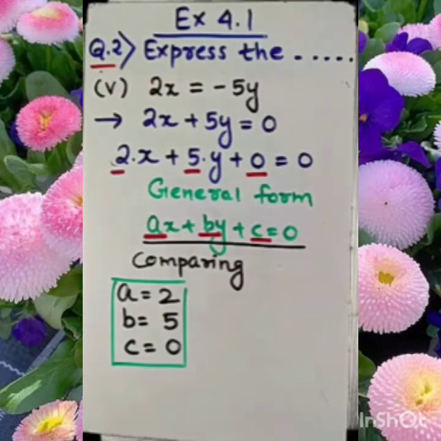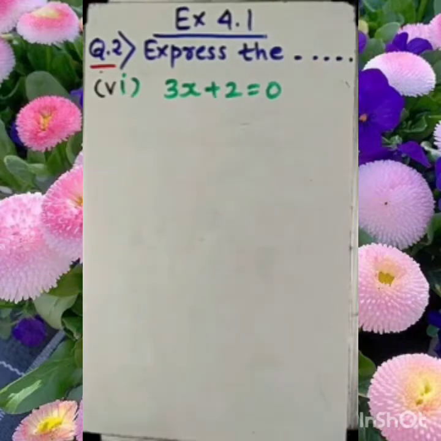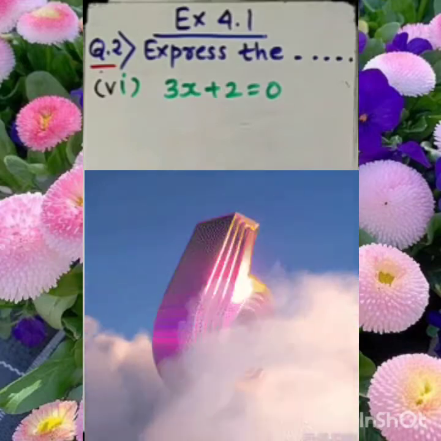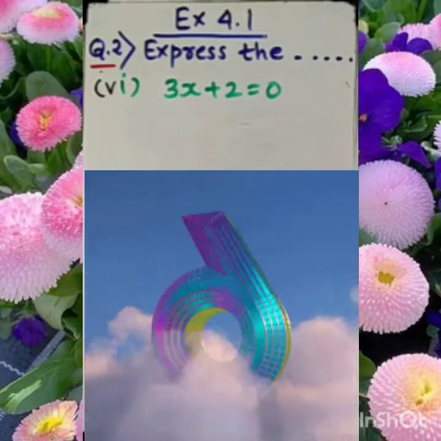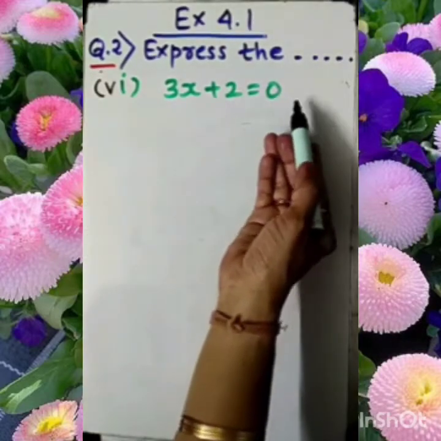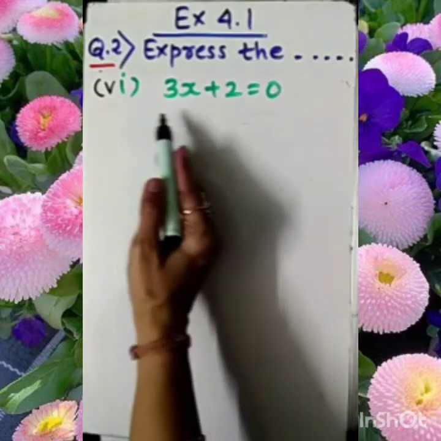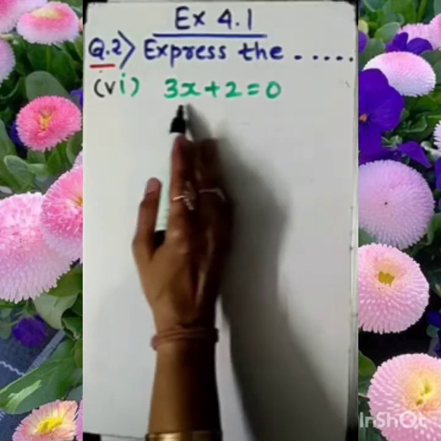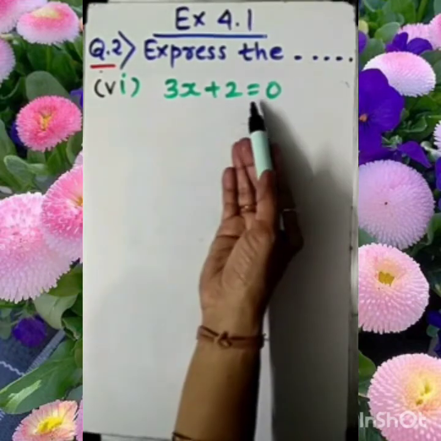That is the sixth equation. So dear students, the sixth one is on your screen: 3x plus 2 equal to 0. This is what we are given. First step, we need to bring all the terms to the left side. But here you can see all the terms are already on the left side of the equal to.